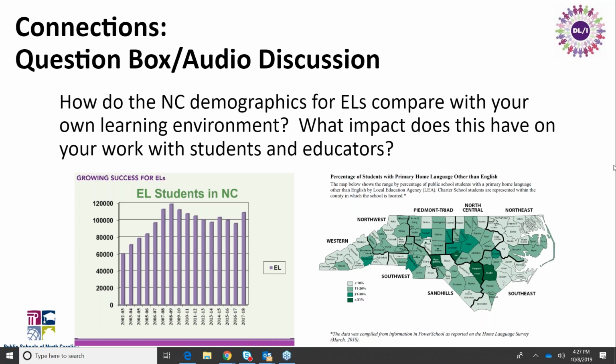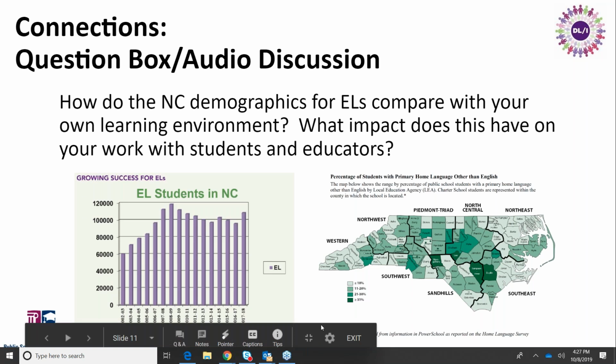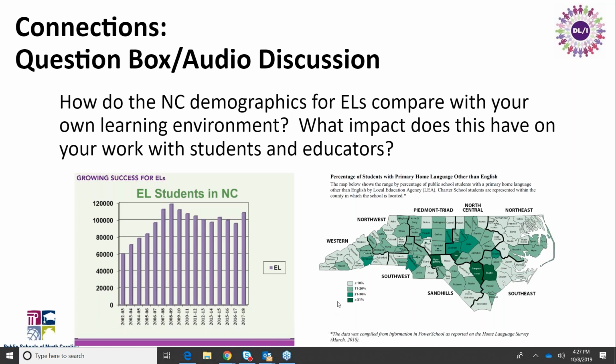Here's another one from the western side of the state. Joanna says the demographics in Haywood County are very similar to many other rural counties in North Carolina. Being new to the western part of North Carolina, she was curious to know the reason for a large number of English learner students in Henderson County. And she goes on with further comments that she's still typing.